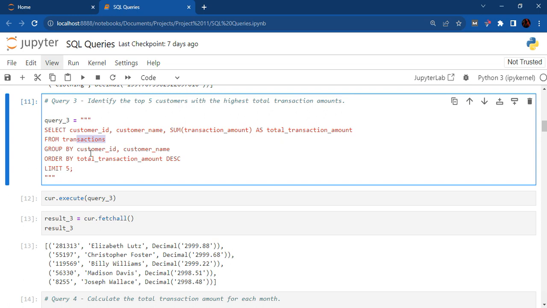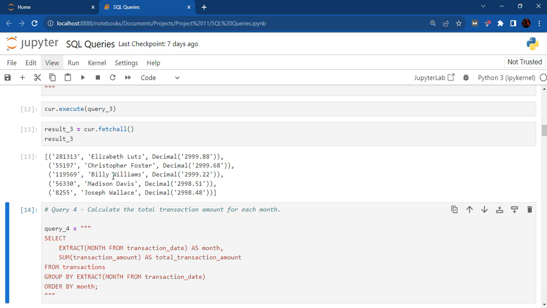You should group by the customer ID and the customer name. Then order by total transaction amount in descending order. Why we did this is to get the top 5. When we are using the top 5, it means the one at the top is the highest. So make sure the highest total transaction amount is at the top. Then we limit it to 5, since we are dealing with the top 5.